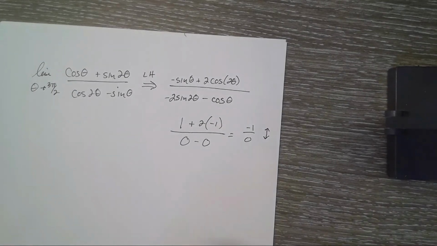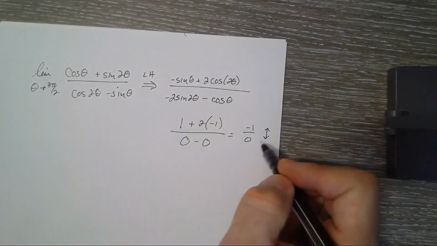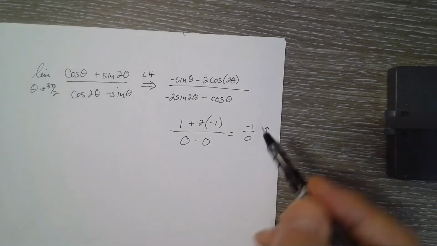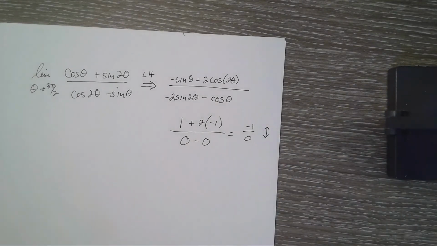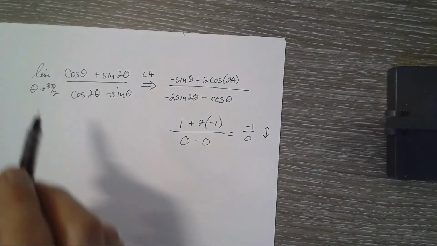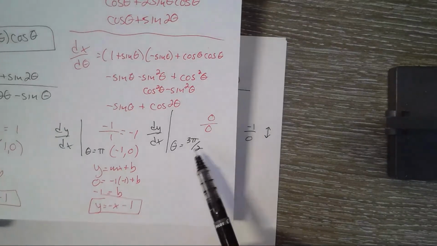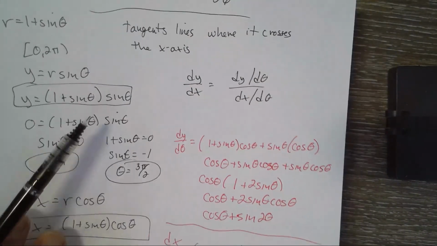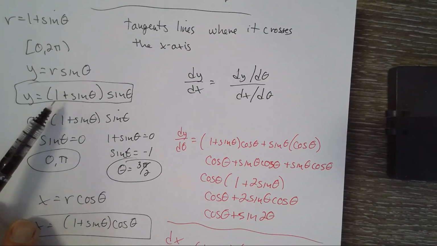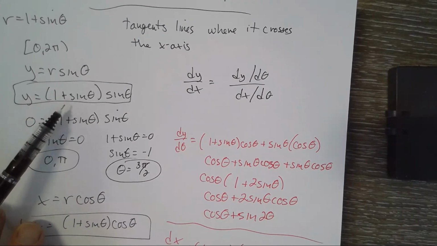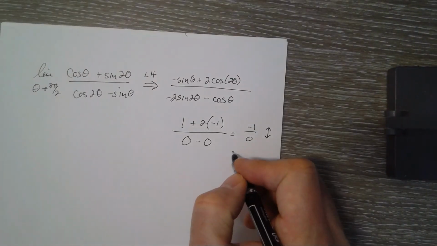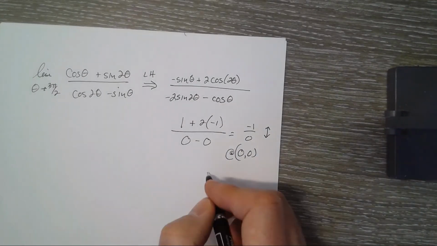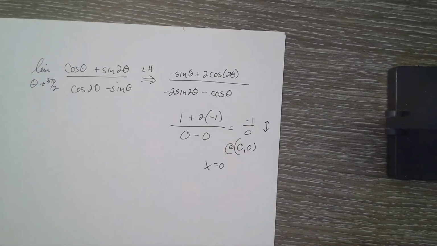It's going to be x equals whatever the x value is at that point if I wanted to find the tangent line. So let's find the ordered pair by plugging 3 pi over 2 into both our x and y equations. So I get 0 and I get negative 1 times 0. So 0, 0. So at 0, 0, we have a vertical tangent, so x equals 0 would be the tangent line at that point.